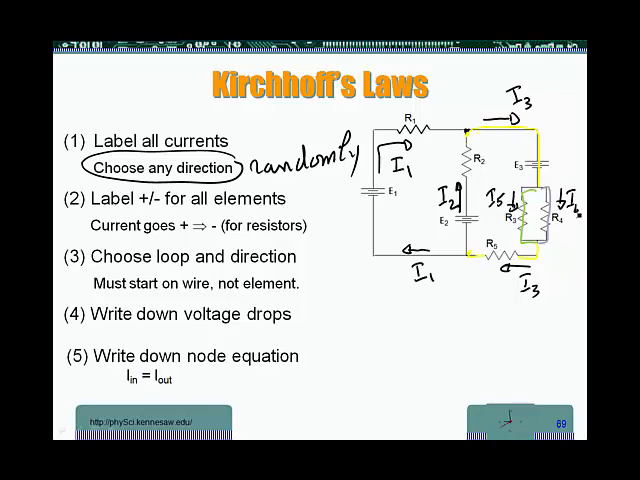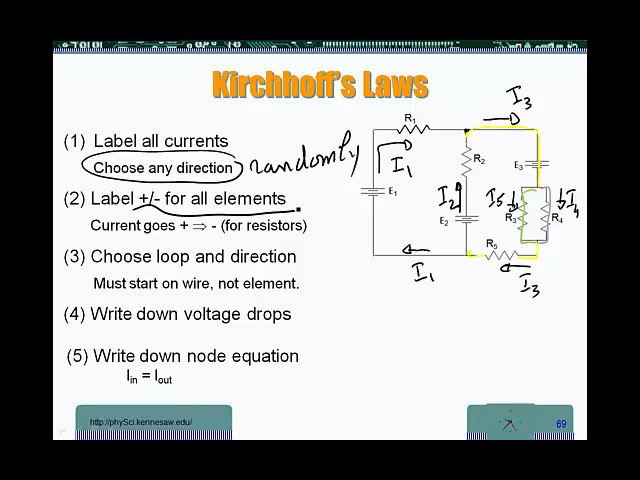And choose it like that. Okay? This is the labeling of all currents. I did that. The next step is to label plus and minus for all elements in the circuit. Now, to go around the graph, put a plus and a minus.